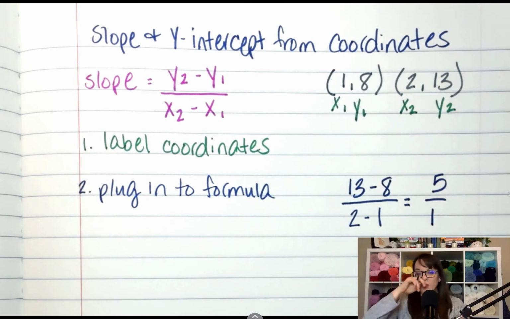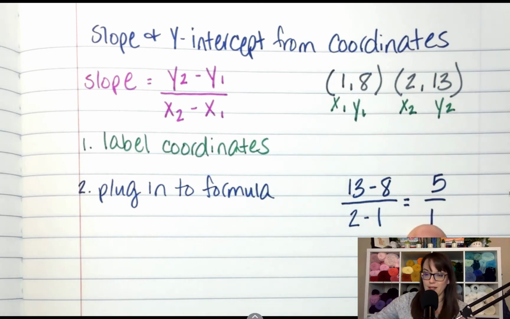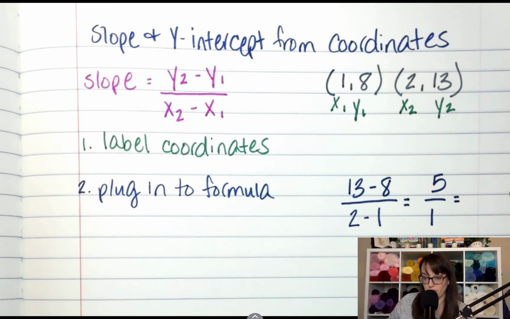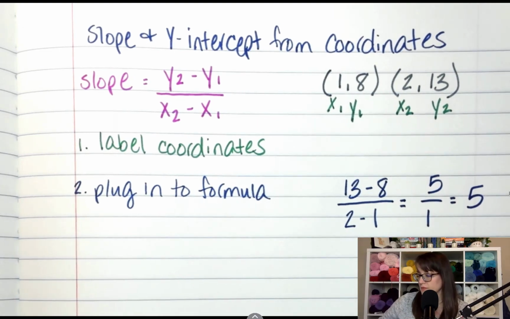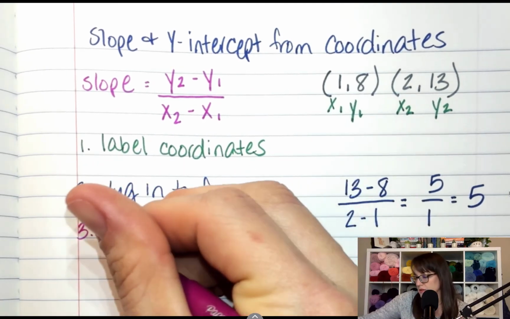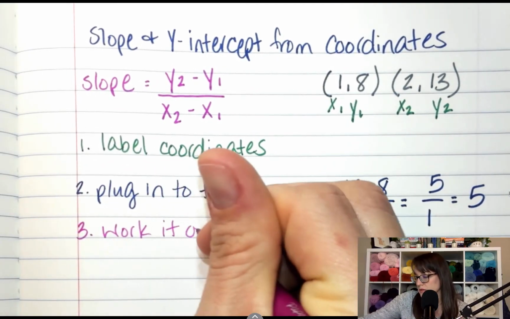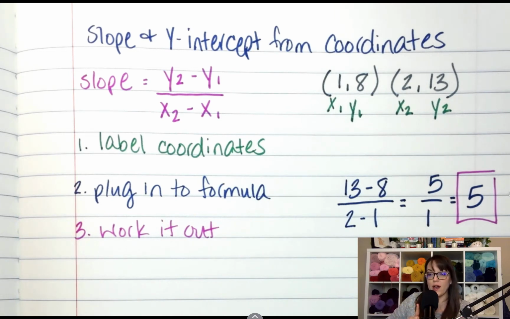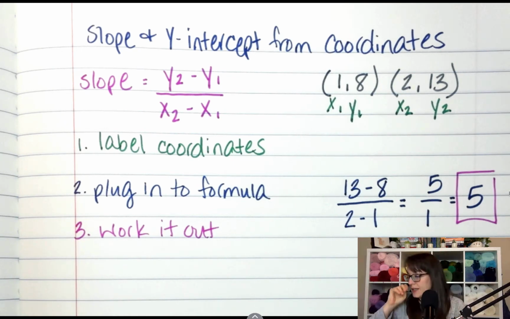1. So slope likes to be a fraction unless it can be a whole number. And if it's a whole number, just remember that it has a 1 on the bottom. 5 over 1 can be reduced to just plain 5. So we're going to plug into the formula and then solve. I kind of got ahead of myself. Step 3, we're going to work it out, which is what I did here. So my slope is 5, or 5 over 1. And what that means on the graph is it's going to go up 5 over 1. All right.